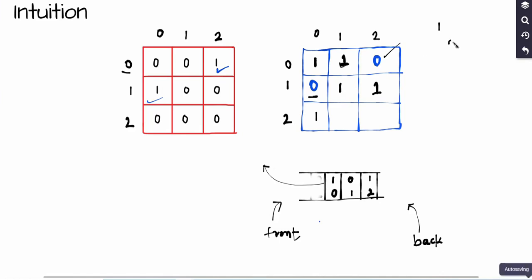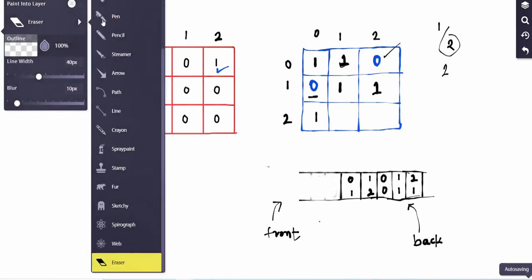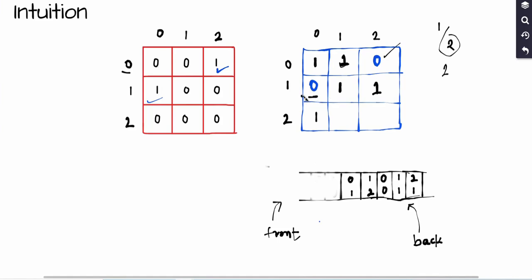I can't put 2 because that would make the difference 2. Hence 1 is the integer which I can put in the adjacent cells of this cell. And I push these adjacent cells into my queue. So I push 0 0, I push 1 1, then I push 2 1, while this cell is out from the queue.